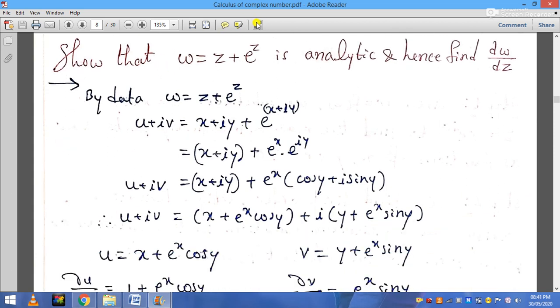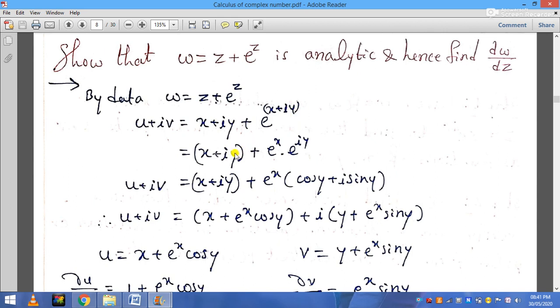Show that w is equal to z plus e raised to z is analytic, and hence find dou w by dou z. So first we show that it is analytic, then find dou w by dou z. Here, given that w is equal to z plus e raised to z, the first step is to put w is equal to u plus iv and z is equal to x plus iy. We get u plus iv is equal to x plus iy plus e raised to x plus iy.